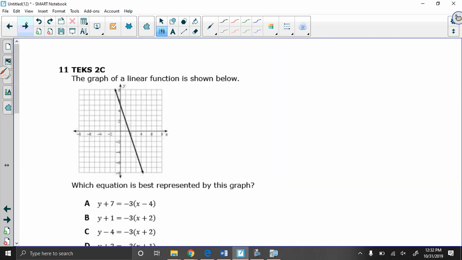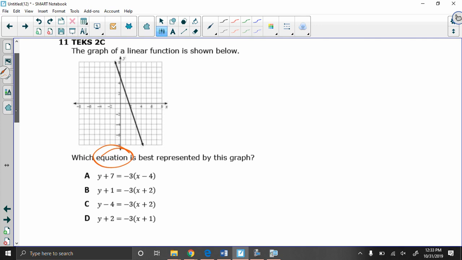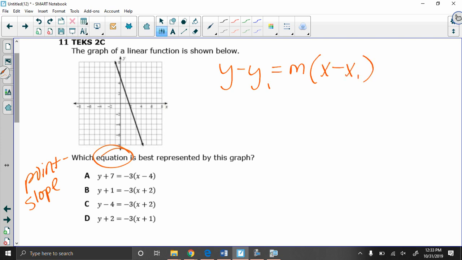Now, number 11. It says the graph of a linear function is shown below. Which equation is best represented by this graph? So I'm looking for an equation in point-slope form. Point-slope: y minus y1 equals m times x minus x1. So I need to figure out, first off, my slope and my point.